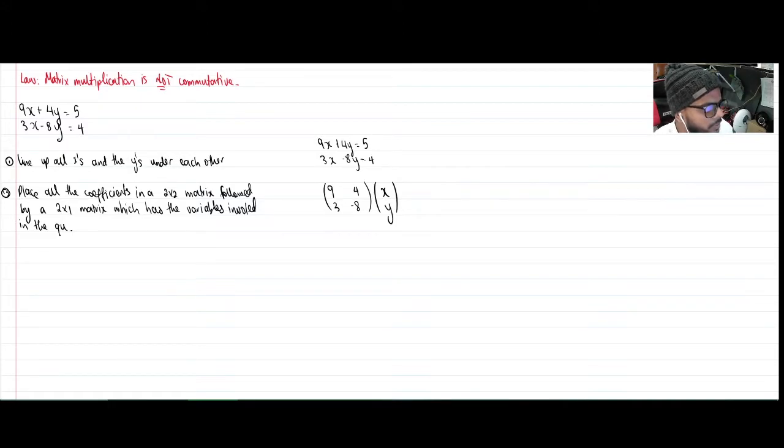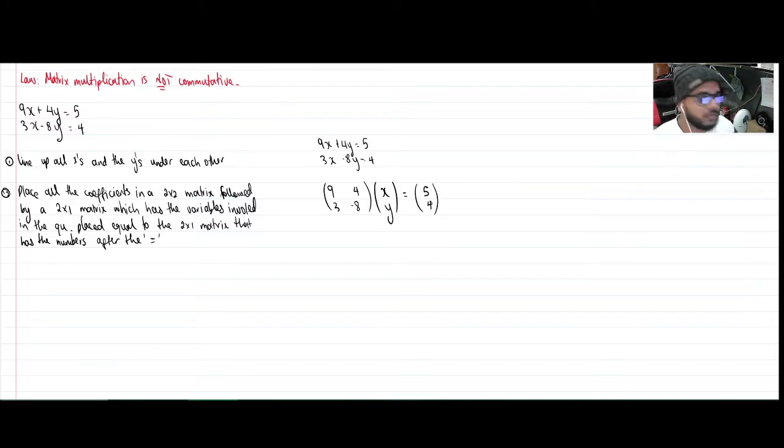And the last part of the second step, we place this equal to the next 2 by 1 matrix that has the numbers after the equal sign. So it'll be equal to the 2 by 1 matrix, which will be 5, 4. Once you establish this point, it's very, very easy to solve them.